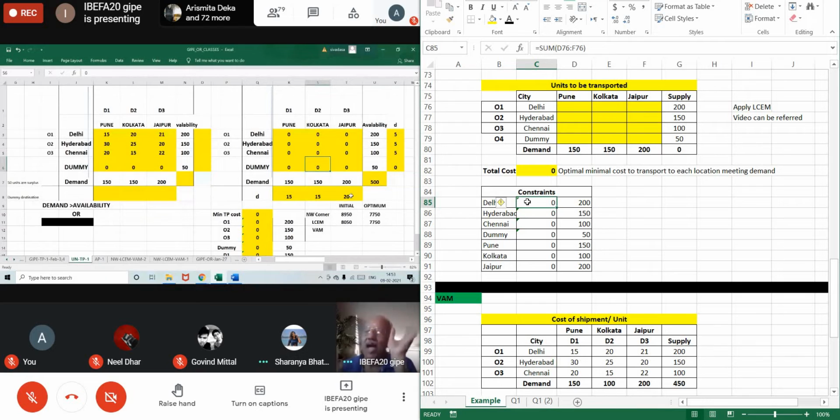Two answers. Suppose the highest difference is repeated, then we can go for any, so then also VAM will change. Correct, na? So there can be many answers of VAM. Yes. But our optimum will never change.